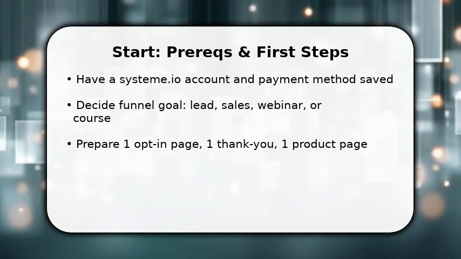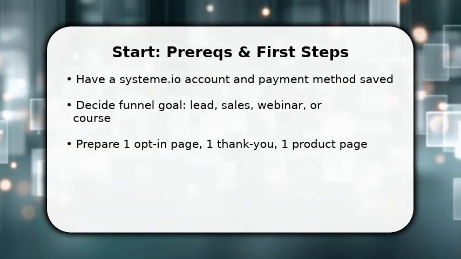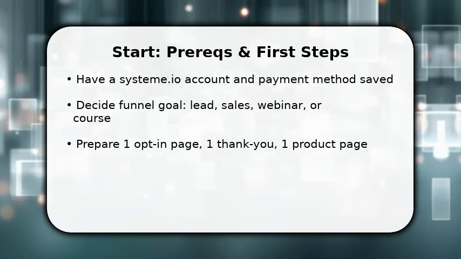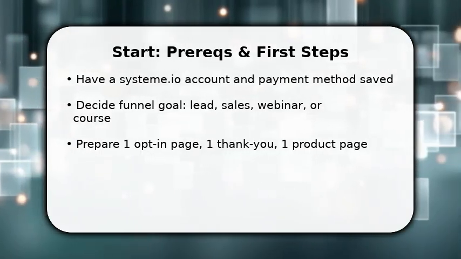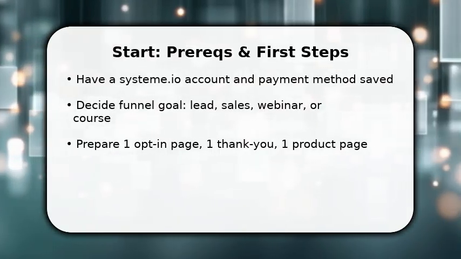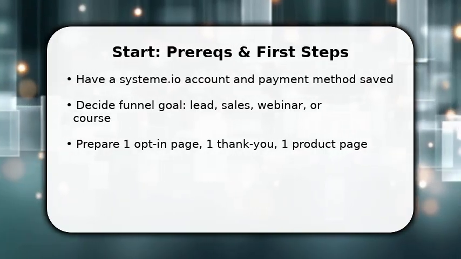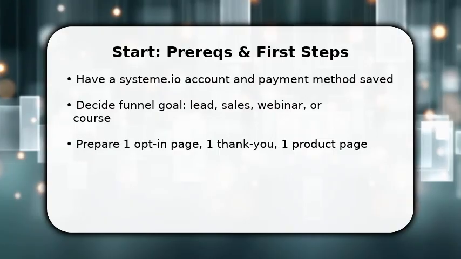You begin by confirming 3 essentials: an active system, EO account, your funnel goal, and the first pages you need. Once ready, open Funnels and click Create. Name the funnel clearly so you can find it later, and choose the funnel type that matches your goal. Make sure to select the correct currency and payment integration now to avoid rework.